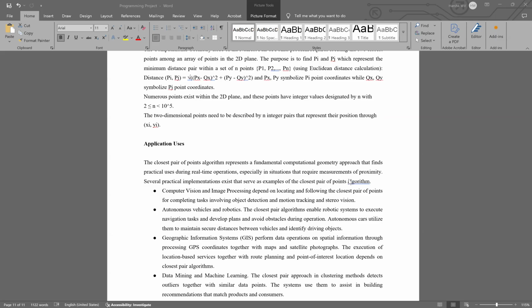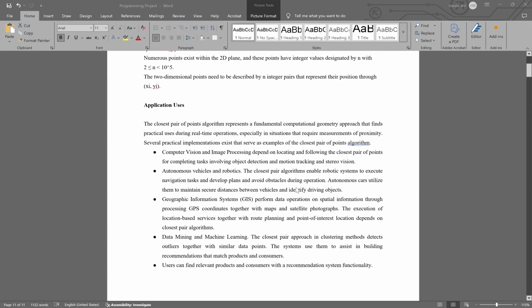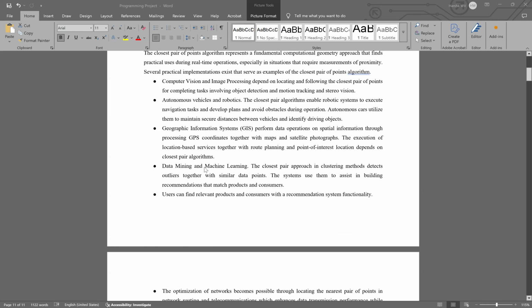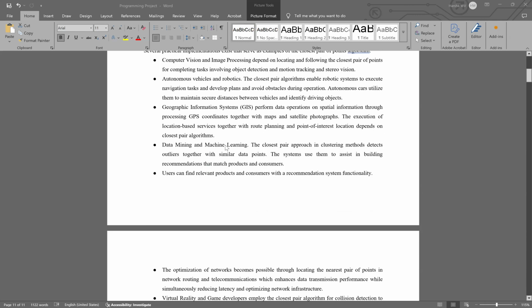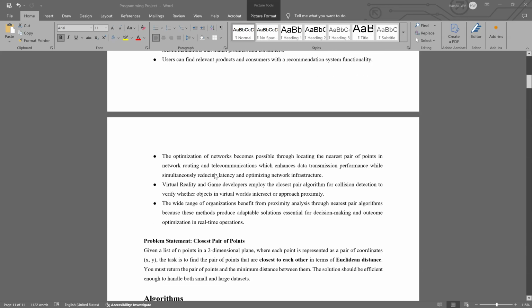And the closest pair of points algorithm represents a fundamental computational geometry approach that finds practical uses during real-time operations, especially in situations that require measurements of proximity. There are a number of uses of this algorithm, and the ones noted here are few among them. Like it's useful in data mining and machine learning, and for geographical locations and many more.